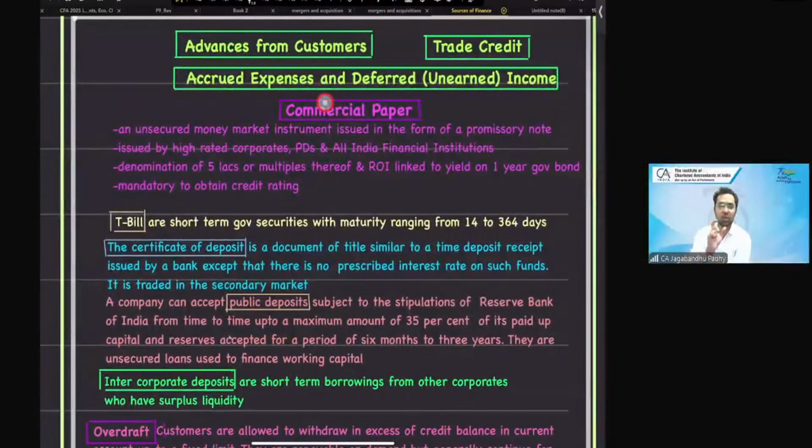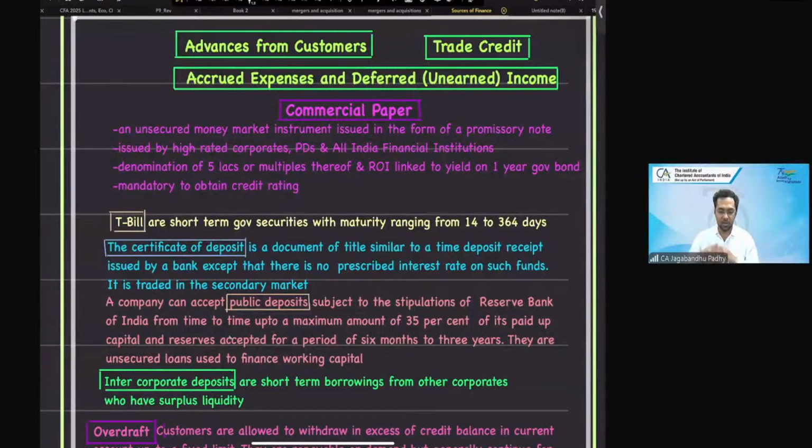Commercial papers are like short-term debentures which are issued by high-rated corporates. So corporates who are having a good amount of profitability, a good amount of credit rating, their balance sheet is very strong. So when they are very reputed corporates, they are allowed to issue commercial paper in the form of a promissory note, and they are issued by high-rated corporates, primary dealers, and audited financial institutions. Minimum amount of investment is 5 lakh or multiples of that, and generally the rate of interest is linked to the 1 year government bond.